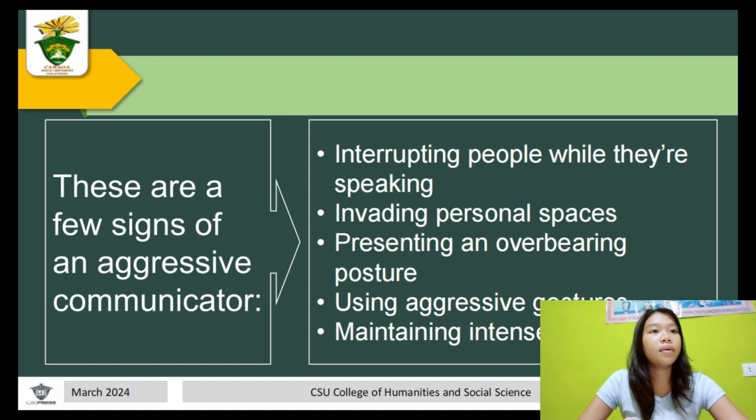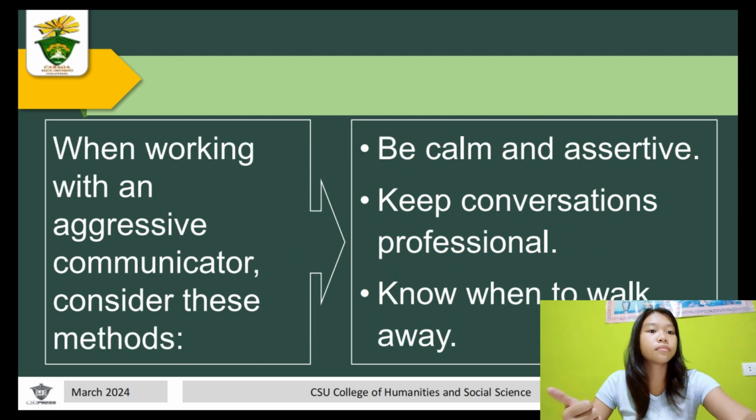Okay, so when working with an aggressive communicator, consider these methods. Be calm and assertive to avoid escalating tension. When we say assertive, it means that when you approach them, you have to be confident with the things that you say and in your posture, so that you don't make them feel that they have to be intimidating or superior in a way. Then keep conversations professional and focus on solutions.